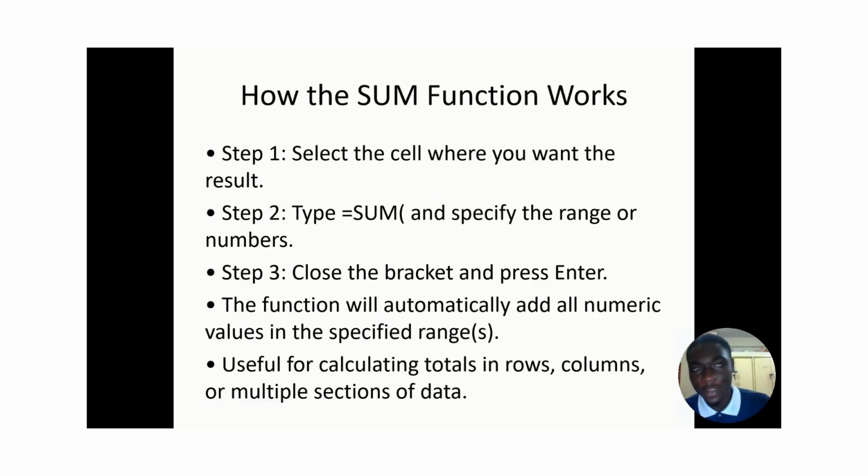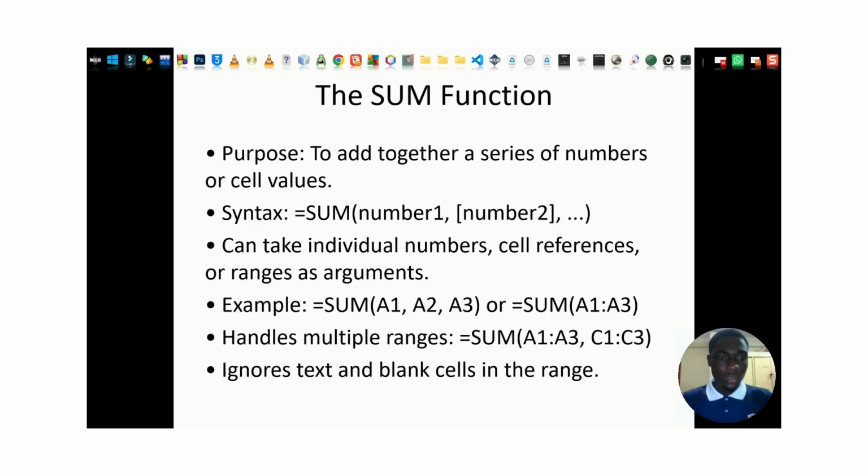How the sum function works. Step 1. Select the cell where you want the results. Step 2. Type equal to sum and specify the range or numbers. Step 3. Close the bracket and press enter. So the sum function ignores text and blank cells in the range.